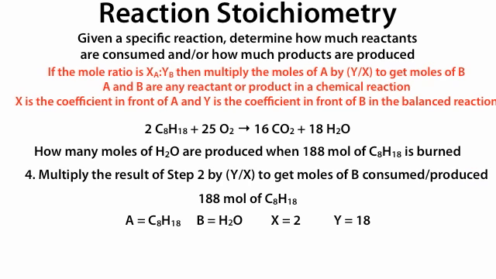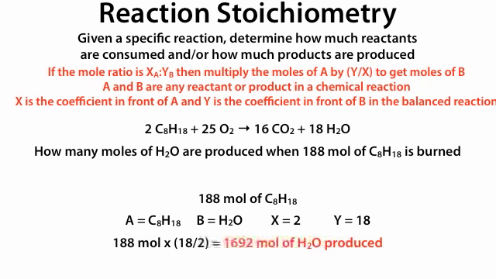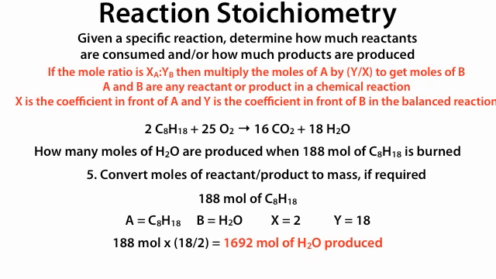Step 4. Multiply the result of step 2, which is 188 moles of C8H18, by Y over X. In this case, Y over X is 18 over 2. We multiply 188 moles times 18 over 2 to get 1692 moles of H2O produced. H2O is produced because it's a product. Step 5. Convert moles of reactant or product to mass if required. The question asks for moles. We already calculated moles. No more work needs to be done.